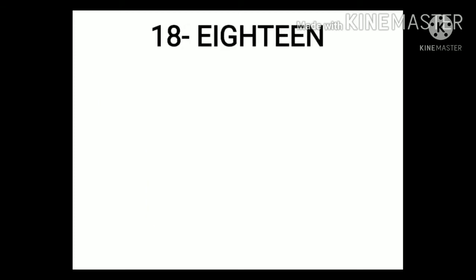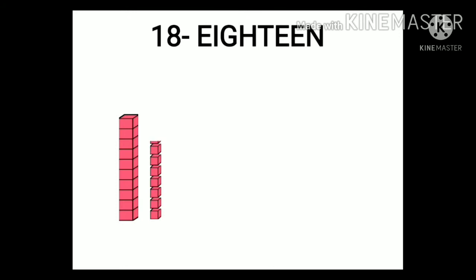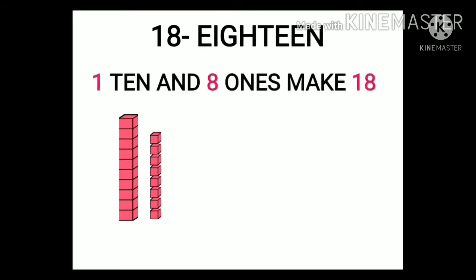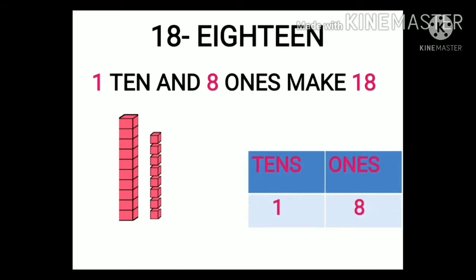Now let us go to the next number, 18. Take 1 ten and take 8 ones: 1, 2, 3, 4, 5, 6, 7, 8. So 1 ten and 8 ones make 18. And there are 8 ones and 1 ten in the number 18.